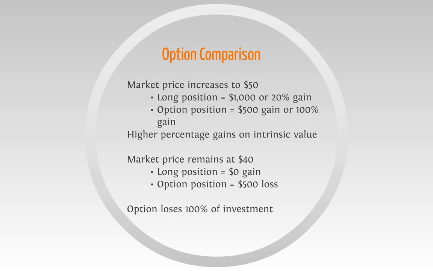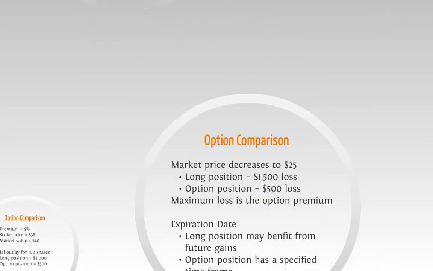On the other hand, if the market price remains at zero change, at $40, the long position has a zero gain. They're exactly flat, nothing's changed for them up to the expiration date, but the option position will lose their $500 premium. They don't have any more time value left in their option. They've lost 100% of their investment.